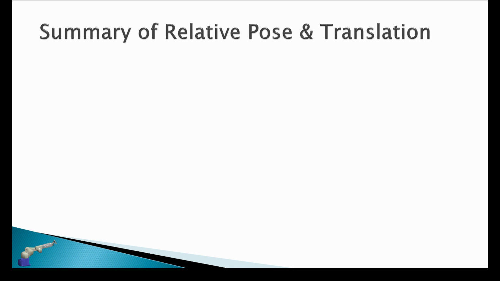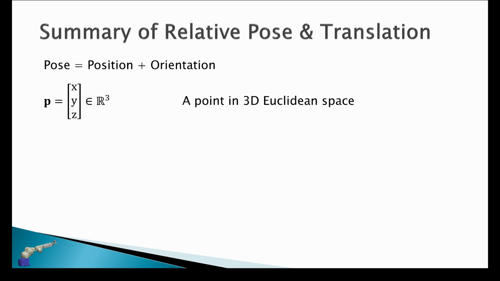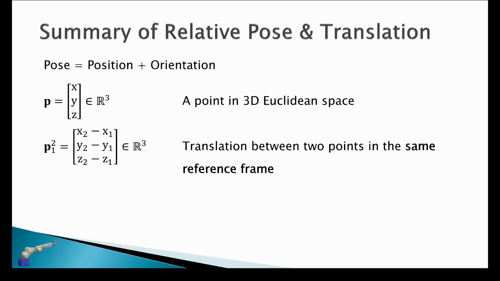So a quick summary of relative pose and translation. Pose is the combination of position and orientation. We define a point in 3D Euclidean space as this vector P with x, y, z coordinates. The translation between 2 points in the same reference frame is simply the point P2 minus P1 given by this equation here. Again, it is in the set of real values in three-dimensional space.